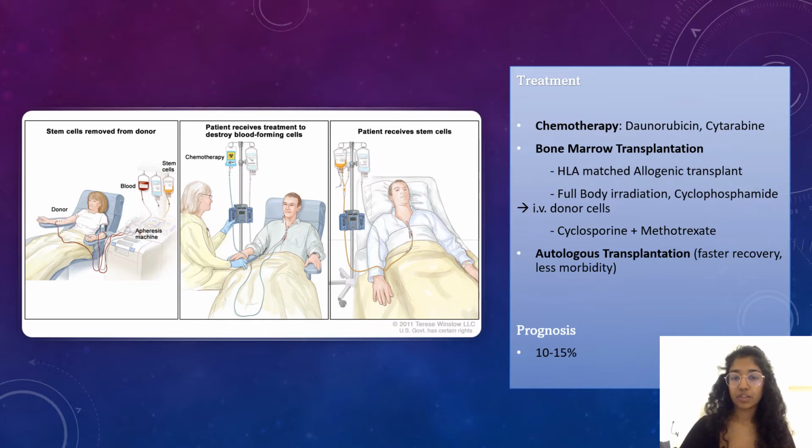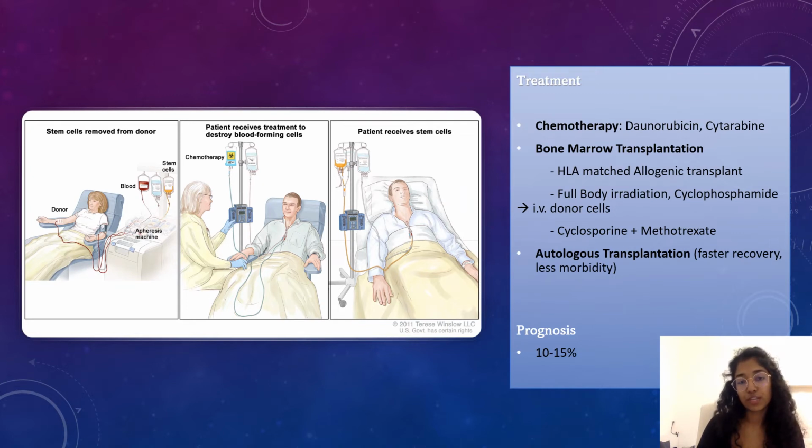Allogenic is from a donor, which is HLA matched with the recipient, where first the recipient's bone marrow cells are completely irradiated and destroyed, and you also make use of drugs like cyclophosphamide, and then the donor's cells are given to the recipient. And when the donor cells are given to the patient, you also give immunosuppressants such as cyclosporine as well as methotrexate in order to decrease the chances of rejection and immune activity against the donor cells.